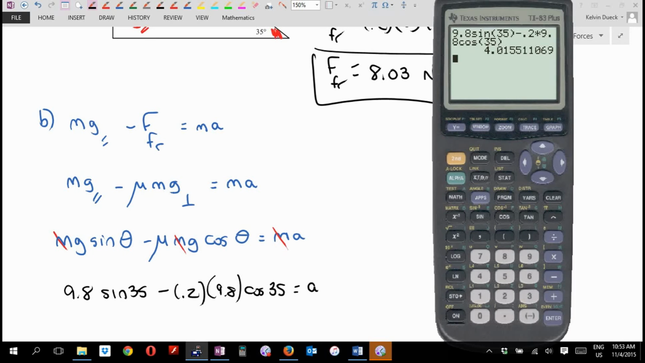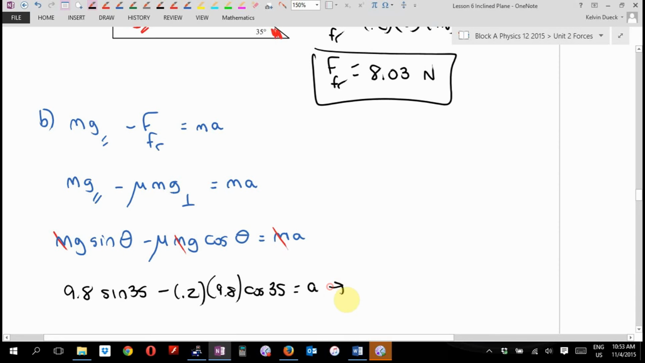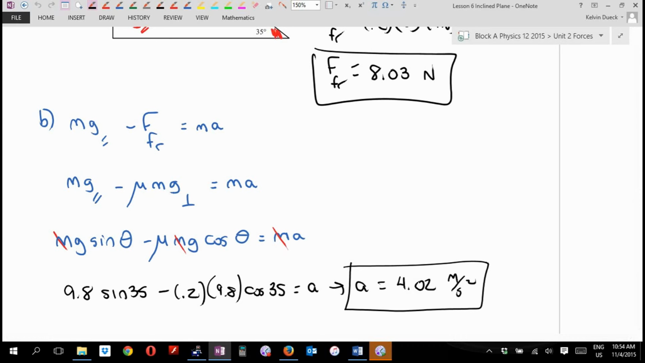Yeah, someone else get that? Yeah, okay. A equals 4.02 meters per second squared. And now, Jake, that we have the acceleration, as a nice follow-up question, I might say, if you slide for 8 seconds, how far do you slide? Or also, all the stuff from Unit 1, all the kinematic stuff, is now fair game as well. Okay.